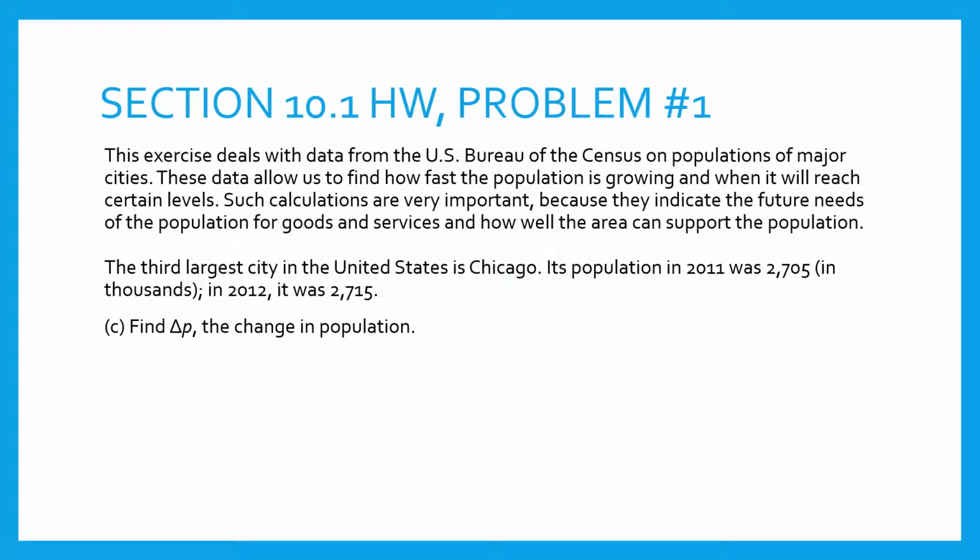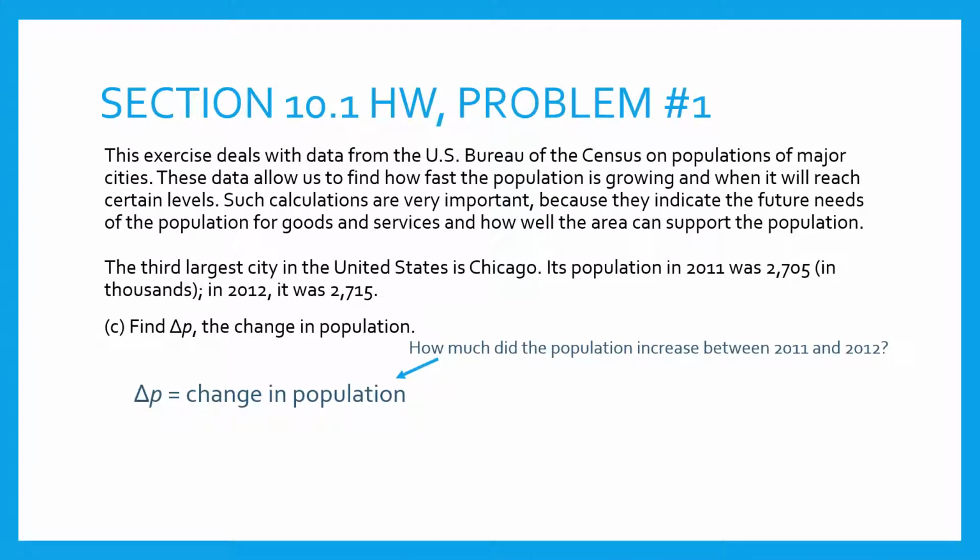Part C says find delta P, which is the change in population. This wants us to determine how much did the population increase by, or decrease if it had decreased. Ours increased. How much did the population increase by between 2011 and 2012? Well, that's pretty easy to find out. We're just going to take our final population and then subtract off the original population. So that's 2715 minus 2705. So the change in P, or delta P, is 10.